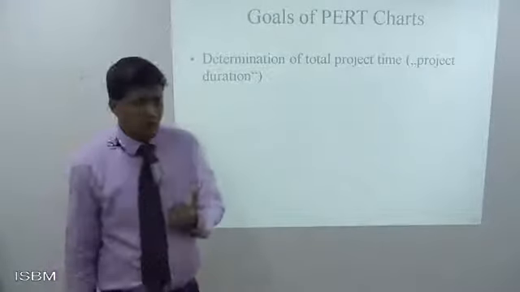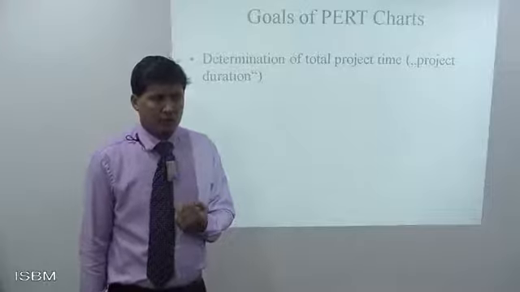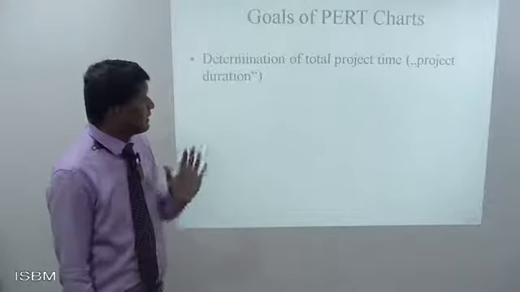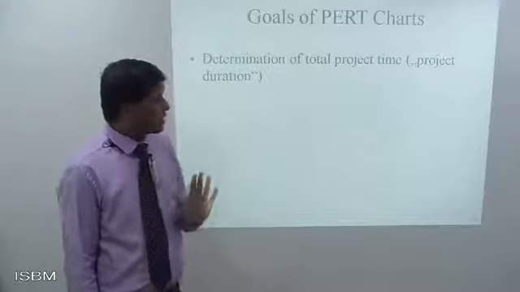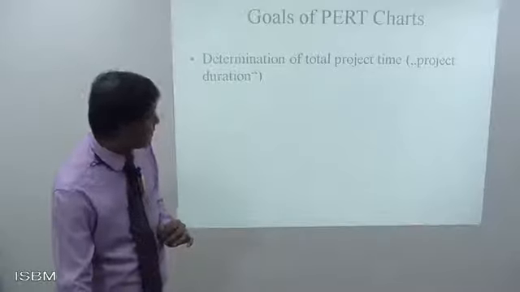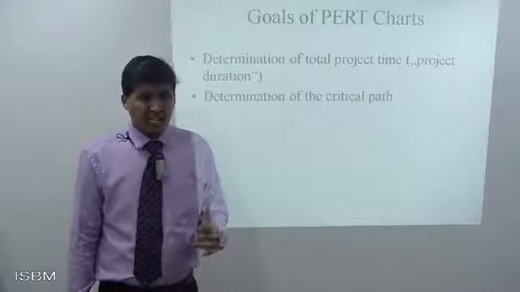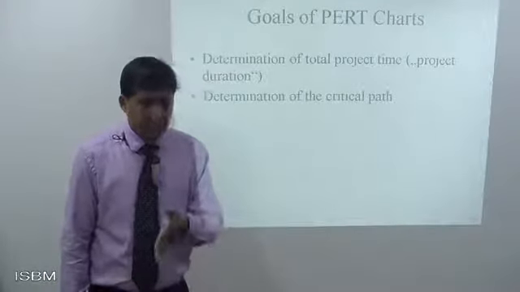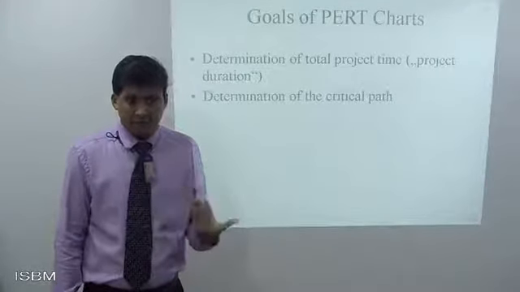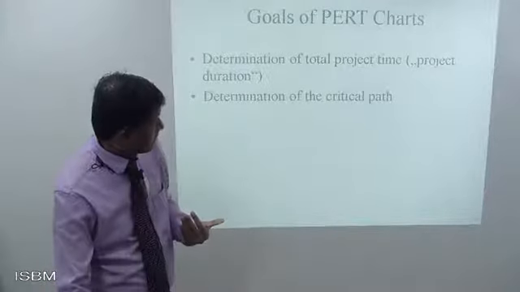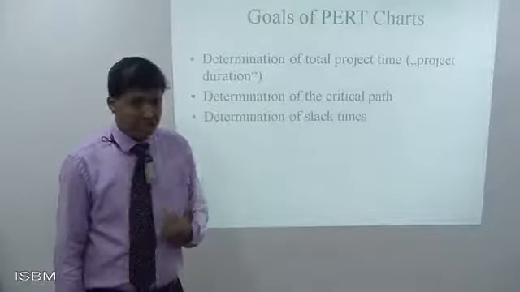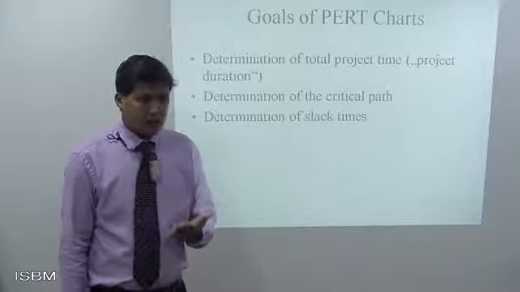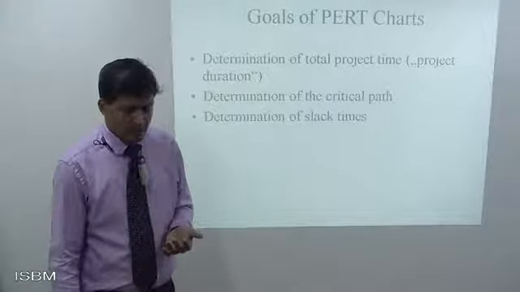Goals. Now what are the goals when it comes to a PERT chart? The goals are determination of the total project time, determination of critical path. Now it's very important to define the critical path, which path it will take, because we have a dependency route as well. Determination of slack time. So based on what times are available, there would be times that the growth is slow.